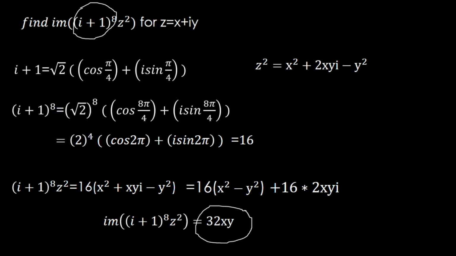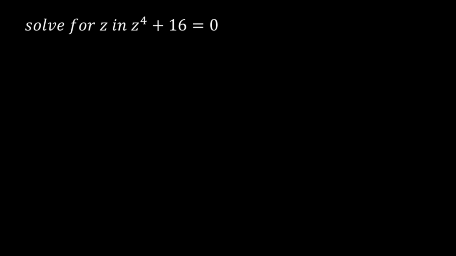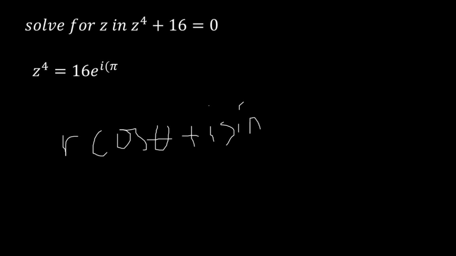Moving on to the next question, that is solve for z in the equation z to the power 4 plus 16. What you can do is to bring 16 to the other side and move 0 away. Expressing in exponential form, from a polar form, you can transform it to an exponential form. Example, you have r times cos theta plus i sine theta. To an exponential form, you are going to have what? r e to the i theta.